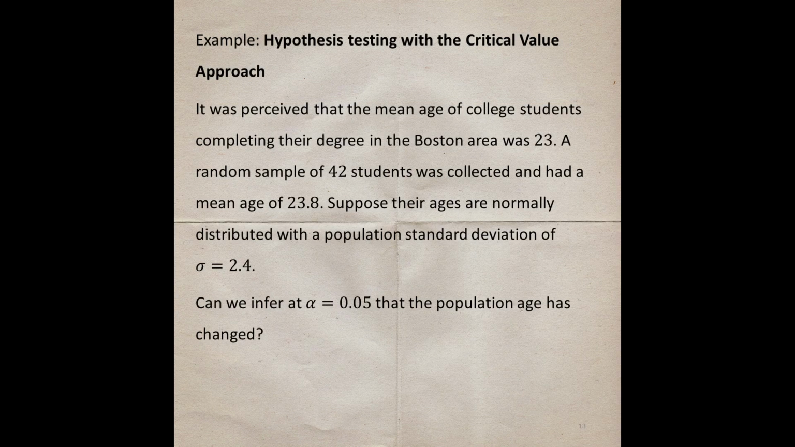Now we are ready to solve problems about hypothesis testing. It was perceived that the mean age of college students completing their degree in the Boston area was 23. A random sample of 42 students was collected and had a mean age of 23.8. Suppose their ages are normally distributed with a population standard deviation of sigma equals 2.4. Can we infer at alpha equals 0.05 that the population age has changed?